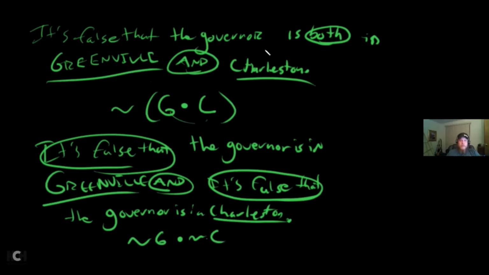So if you see "it's false that both," it's saying that two things together as an and cannot go together. Can someone be in Greenville and Charleston at once? No, they cannot. That's what this is saying. Can he be in two places at once? No. This is saying he's not here and he's not here. Two different things.